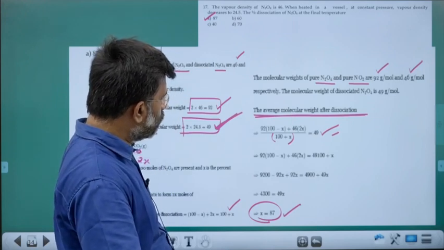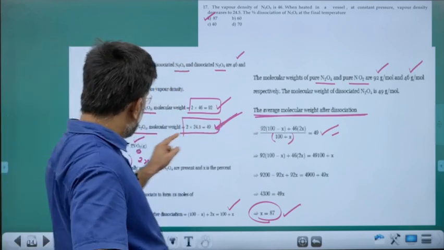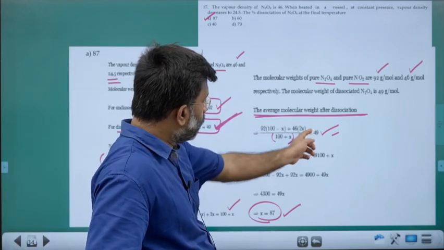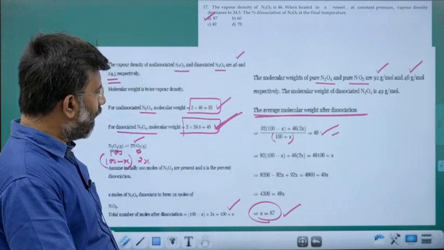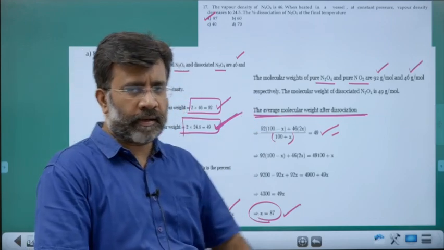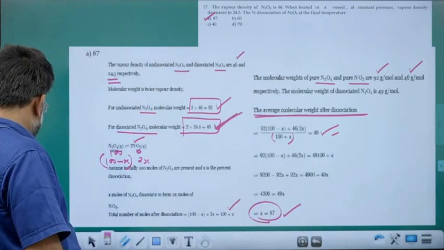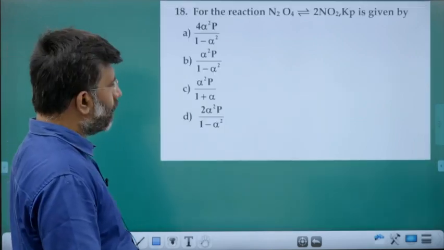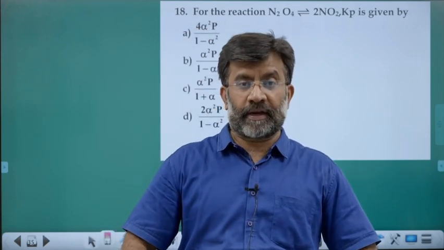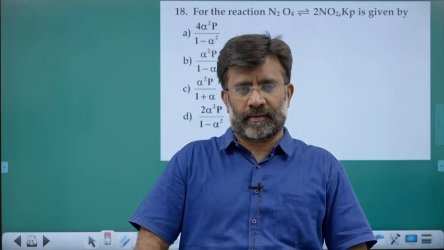Average molecular weight after dissociation will be the quantity of N2O4 into molar mass, the quantity of NO2 into molar mass of that, divided by total number of moles. That will give you molar mass of the mixture average. From that, you can find out what is x, and x is the degree of dissociation. Right? Next one. And even you can equate with the i factor, which we are learning actually in the 12th standard topic, that is solutions, that also can be applied here.